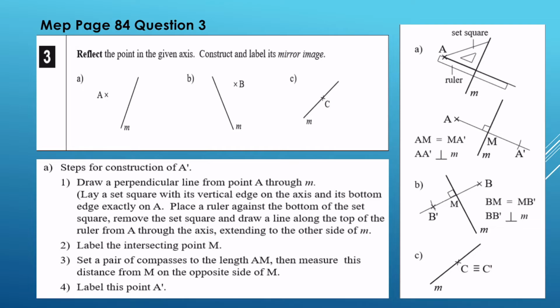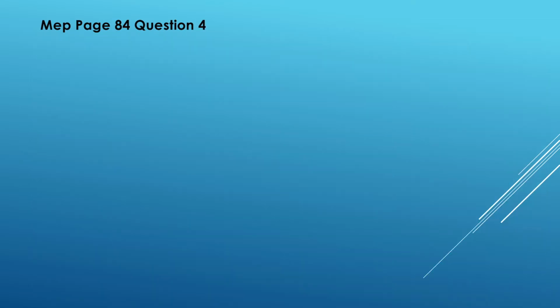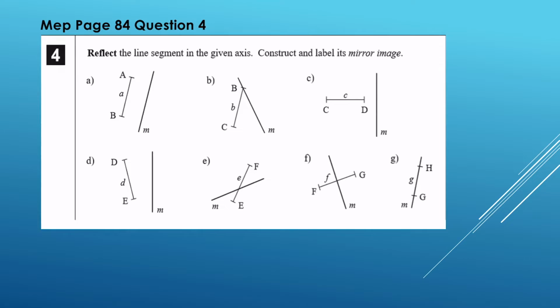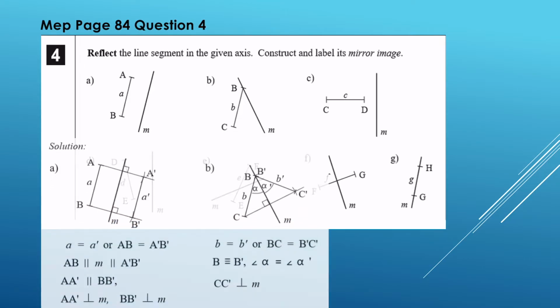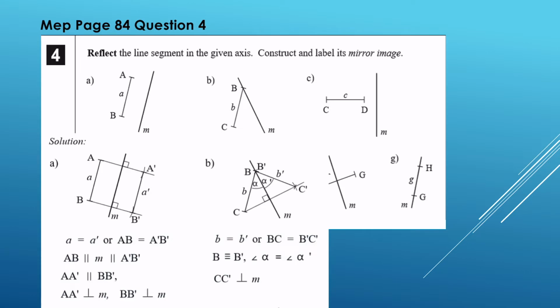Now we can move to question 4. In question 4, it's also about reflection. Reflect the line segment in the given axis. Construct and label the mirror image. For part A, the solution is as follows.